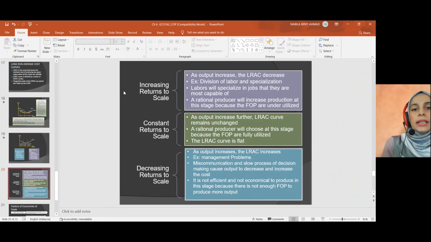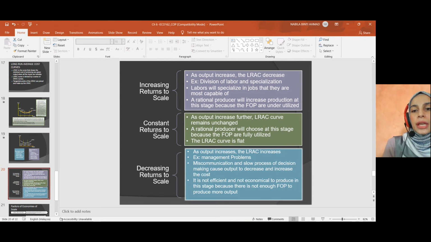Okay, so inilah increasing returns to scale, constant returns to scale, decreasing returns to scale. So increasing returns to scale maksudnya apa? As output increases, the long run average cost decreases. Contoh faktor yang menyebabkan increasing returns to scale, division of labor and specialization. So kalau labor ni they specialized in the jobs that they are most capable, jadi productivity akan meningkat, cost akan menurun, so firm akan experience increasing returns to scale. Okay, tetapi this stage belum lagi efficient lah sebab the resources are not fully utilized. Jadi biasanya firm akan produce lebih banyak.